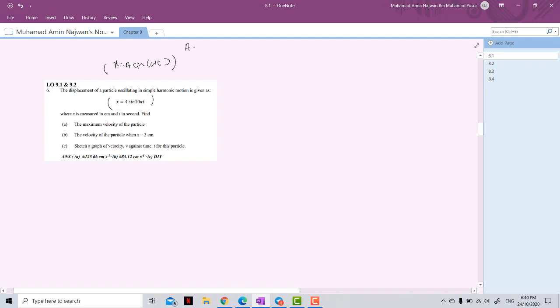You have it, you punya amplitude sama dengan 4 cm. Macam mana saya tahu dia 4 cm? Sebab x is measured in centimeter. Okay, what about the omega? Omega here akan equal to 10 pi lah. 10 pi. Okay, so let's do the first question here, question A.